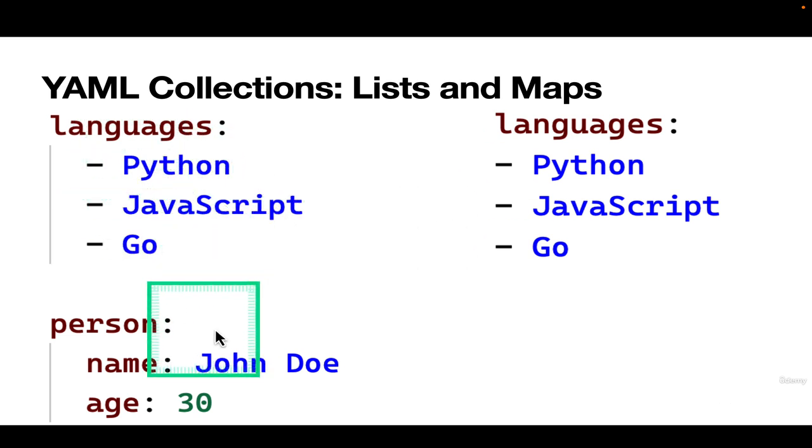Next we have maps. Maps are created using key value pairs separated by colons, and keys and values are indented to the same level. So this is a map, and we have got name and age, and it should be indented because it's a child of person, and there's one map element. So this has got 2 keys and 2 values.